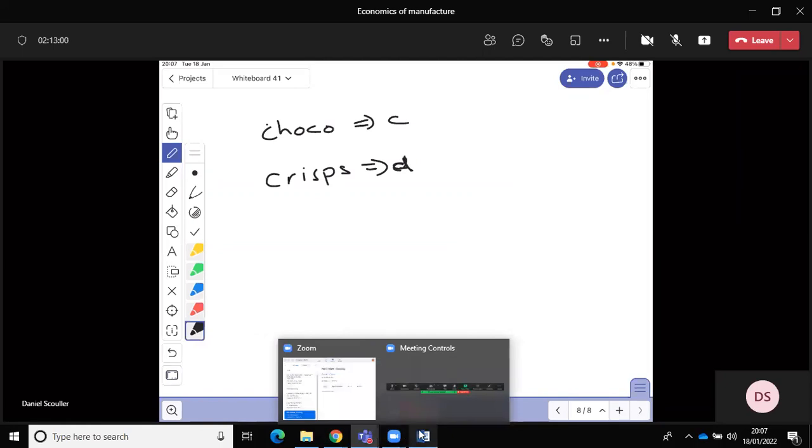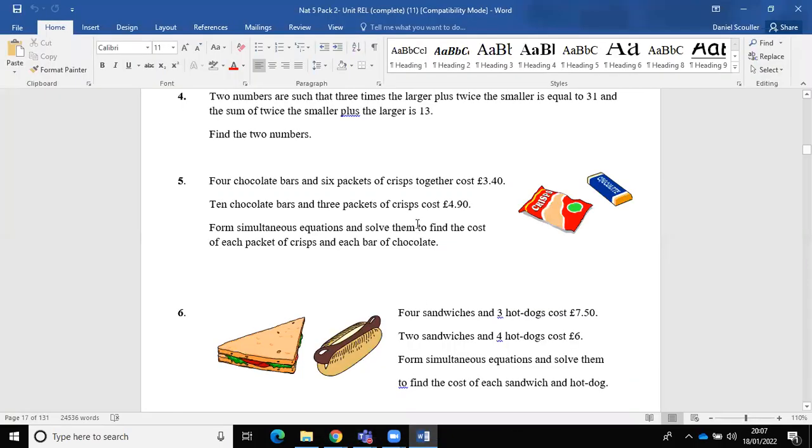So come back into that question. That first line: 4 chocolate bars and 6 packets of crisps together equal £3.40. So we've got 4 chocolate bars, 4C, and 6 packets of crisps, which we're calling D, so 6D, and that equals £3.40.